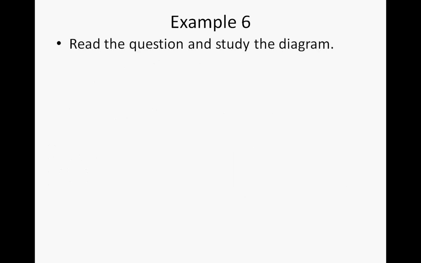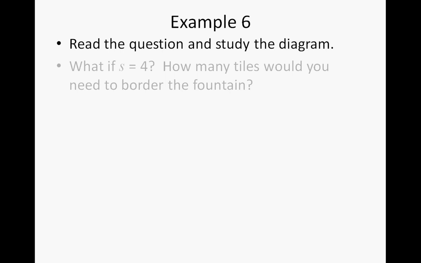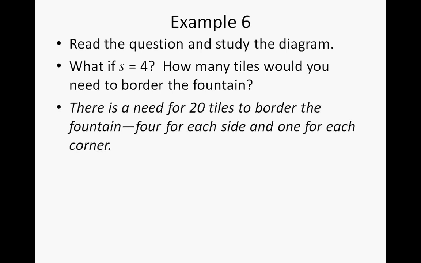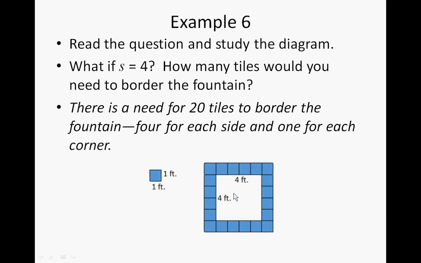All right, example 6. Read the question and study the diagram. So what if S equals 4? How many tiles would you need to border the fountain? Well, there is a need for 20 tiles to border the fountain, 4 for each side and 1 for each corner. So here is our diagram. You need 4 between the 2 corners, 4 between the 2 corners, and so on.